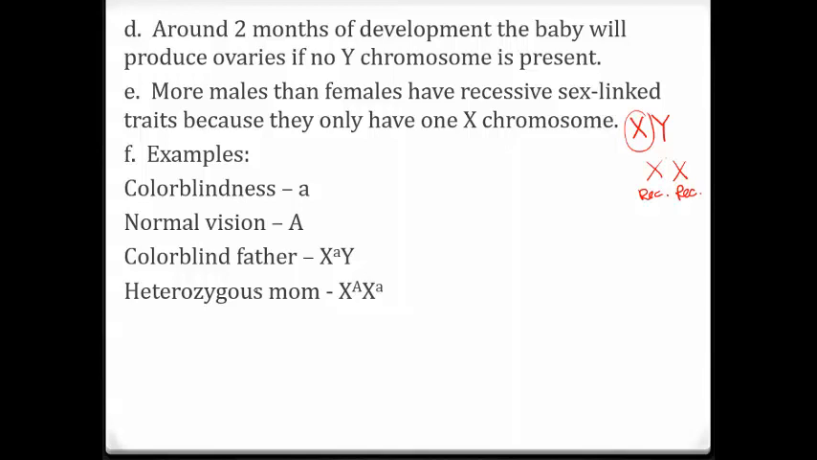So if we have a colorblind father, for instance, we have to put an X and a Y because he is male, and then he's colorblind, which means that the information located on his X chromosome is the recessive, the colorblind information. So his X chromosome codes for color blindness, his Y chromosome doesn't code for anything. Heterozygous mom, she has X with X because she's female. Heterozygous means different, so we have one dominant with one recessive.